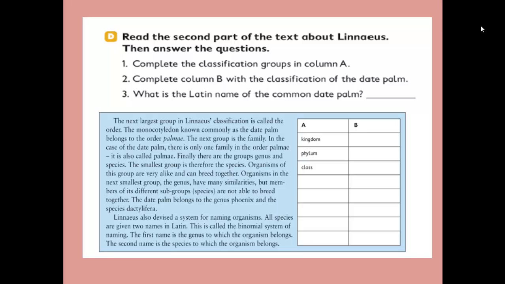All species are given two names in Latin. This is called the binominal system of naming. The first name is the genus to which the organism belongs, and the second name is the species to which the organism belongs. Now, after reading it again, let's do the tasks.